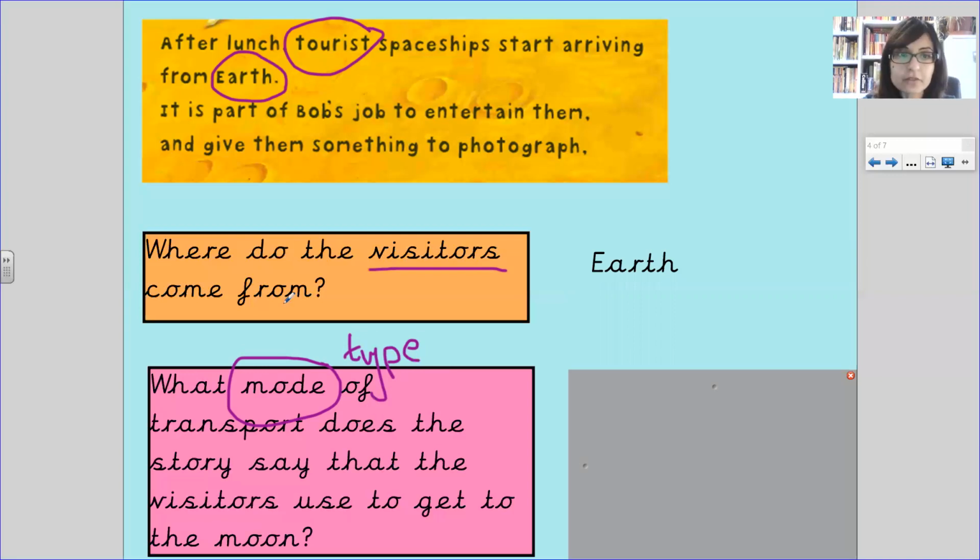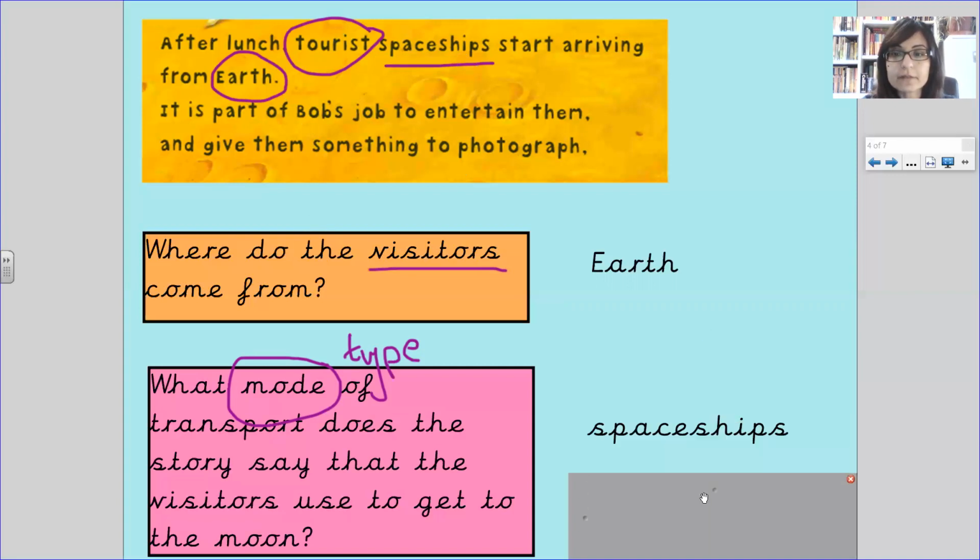Okay, so let's go back and read the text again. Remember, it's all really important you go back and read to find the answers. After lunch, tourist spaceships start arriving from Earth. Also, if they're coming to the moon, that means they're coming in their spaceships. So they get from the Earth to the moon in their spaceship. Are we right? There we go.